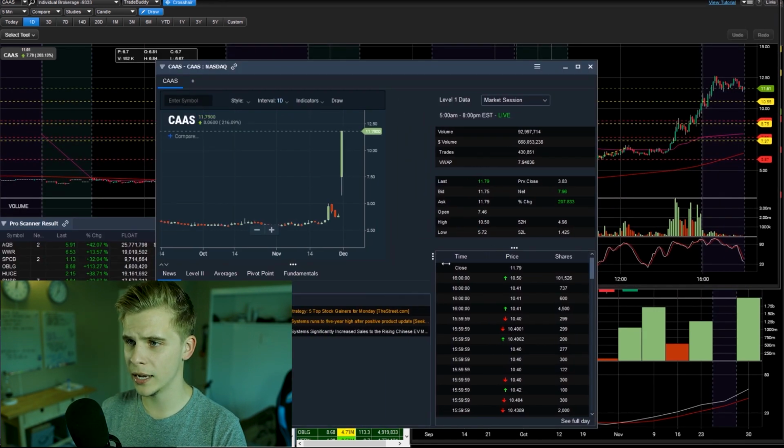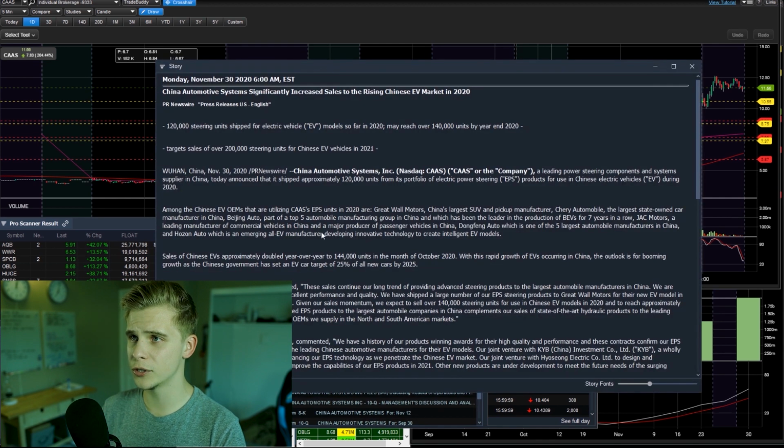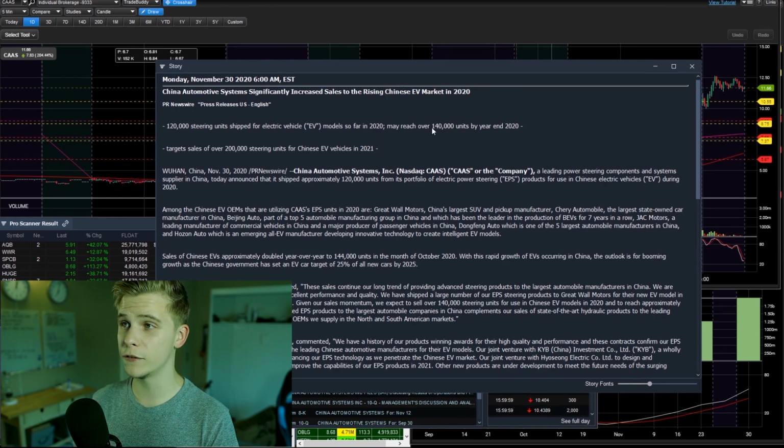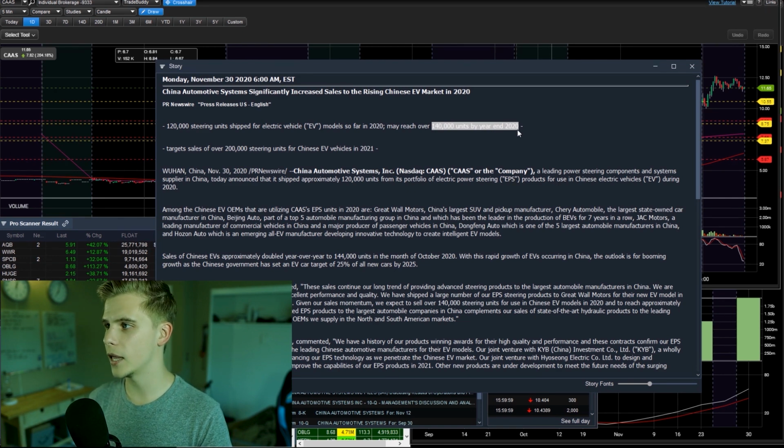You can see CAAS had news that they had increased sales to the rising Chinese EV market in 2020. And they're projecting to sell about 140,000 units by the end of the year. And if you've been trading at all over the past 2 or 3 weeks, then you know that the EV sector has been going crazy. We had Tesla, all-time highs. We had NIO, Solo, we had KNDI, we had KXIN, all these different companies, BLNK as well. All these EV companies have been going crazy.